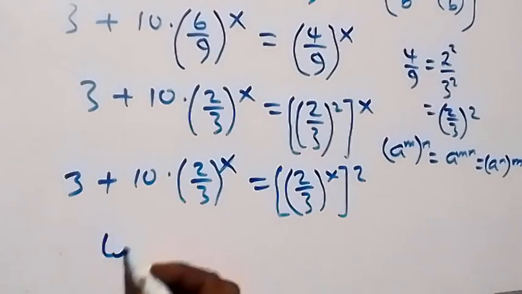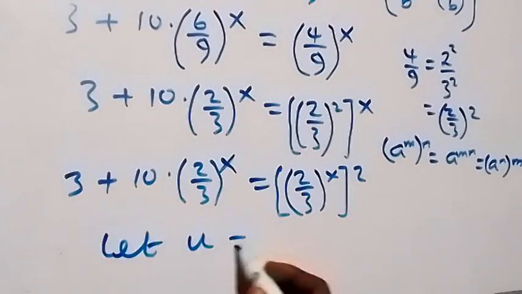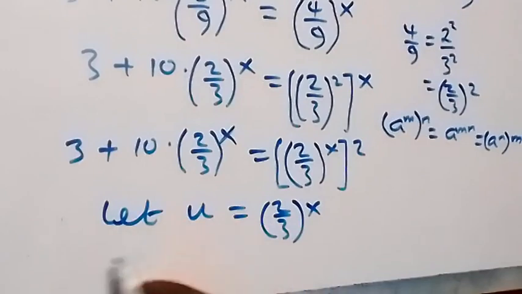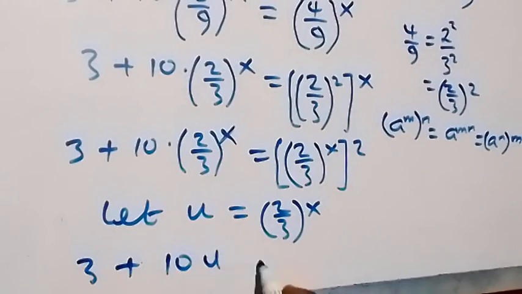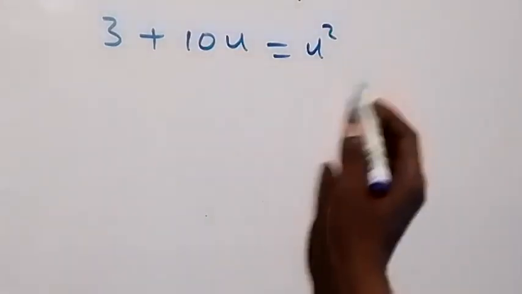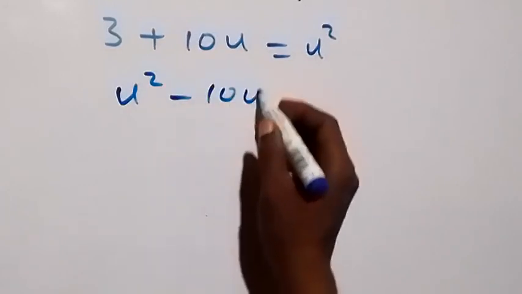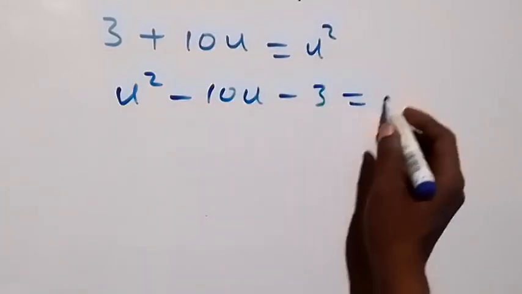Now let's use a letter. Let u be equal to 2 over 3 all raised to power x. Then this equation becomes 3 plus 10u equals u squared. Then we can rearrange this equation to form a quadratic equation by taking everything to one side. So we have u squared minus 10u minus 3 equals 0.